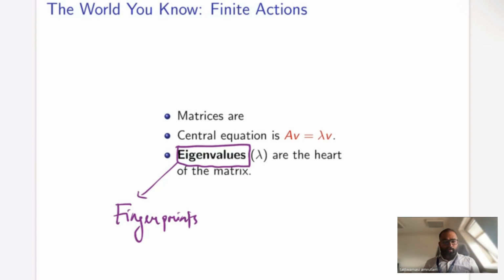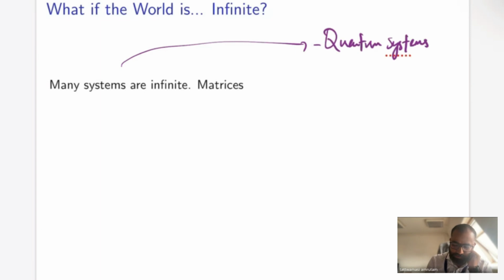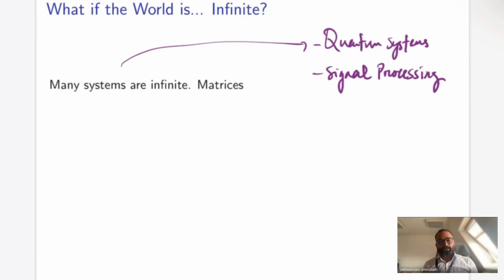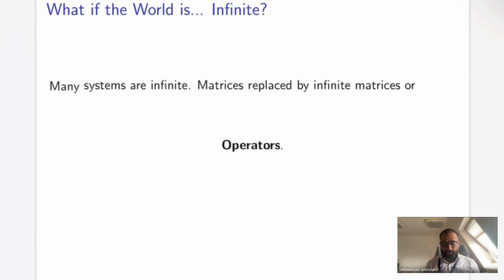But what if the world that we work in is not finite? What if it is infinite? Many systems in the real world, for example quantum systems or signal processing units, are infinite. These require more than finite things. Here, the analog of matrices should be infinite matrices, and the term that people use for these is operators. So the matrices that we worked with in the finite dimensional case must now be replaced by infinite dimensional matrices, what we call operators.